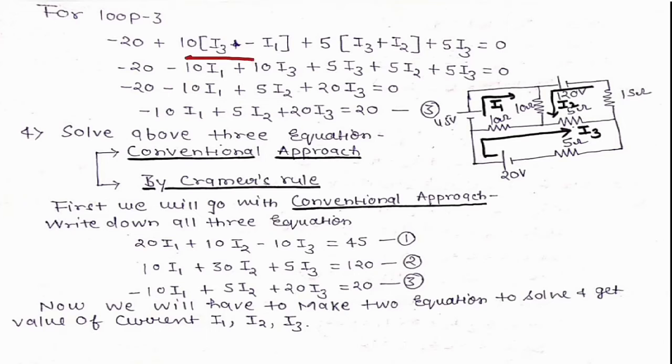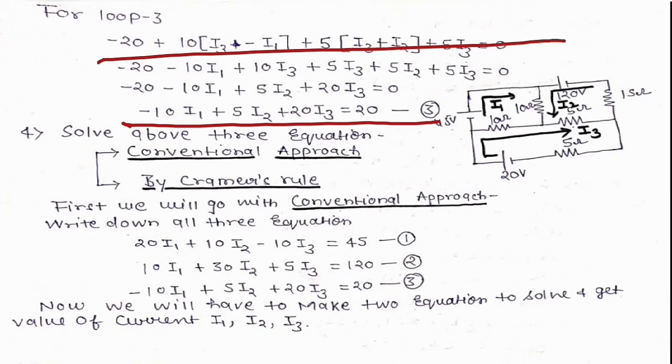Here you see I3 minus I1 plus, then both are in the same direction, so do not worry, plus 5 I3 plus I2, then it comes to this, so plus 5 I3. This is the easy way you can write it down. So again the equation is minus 10 I1 plus 5 I2 plus 20 I3 equal to 20. So these are all three equations. We know there are three loops, so there are three equations available by using KVL.